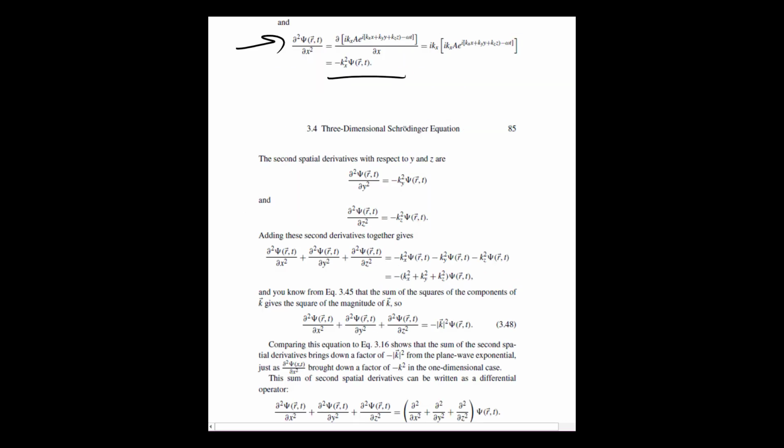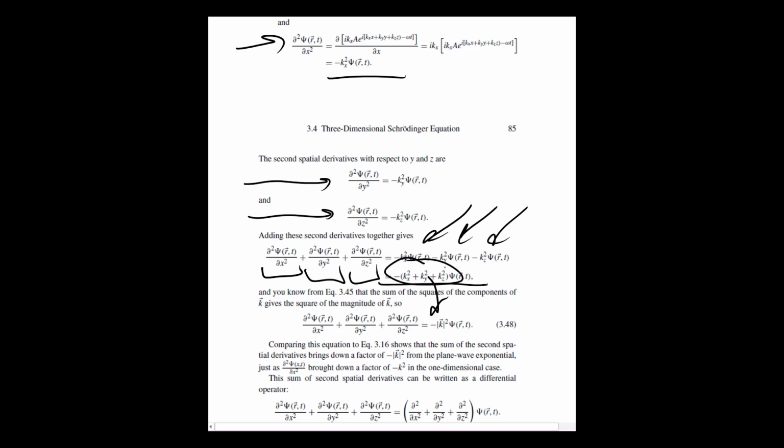But what if we do the same for y and z? Here's the second partial with respect to y. Here's with respect to z. Now add those together. Here's the x part, there's the y part, there's the z part. Here are the three results of those derivatives, and look at what we get here. This is just minus the magnitude of k squared.